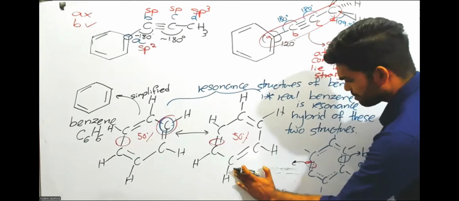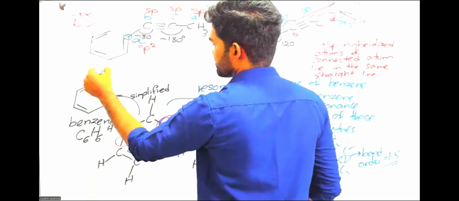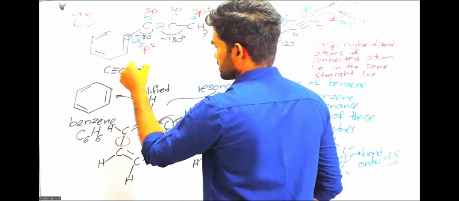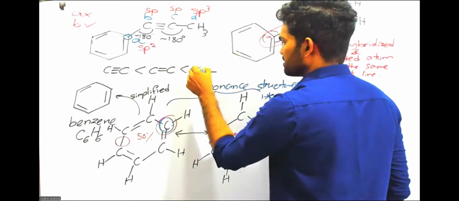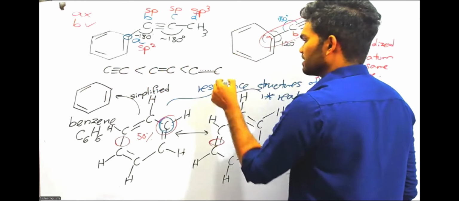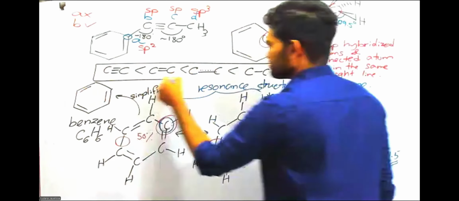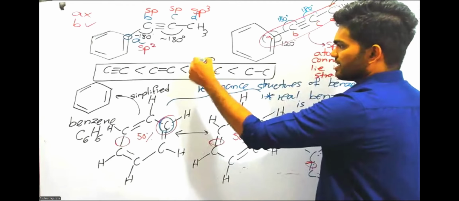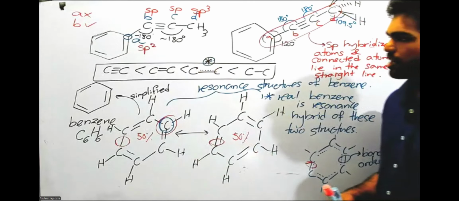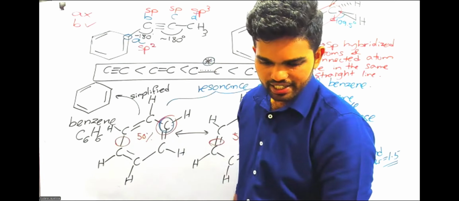Understood? So I write it properly somewhere we have space. So you can say the triple bond is shortest, then you have the double bond, then the benzene bond structure, then the single bond. So this is the order. Understood? So benzene lies right here. Now based on this, you can decide whether the statements are correct.